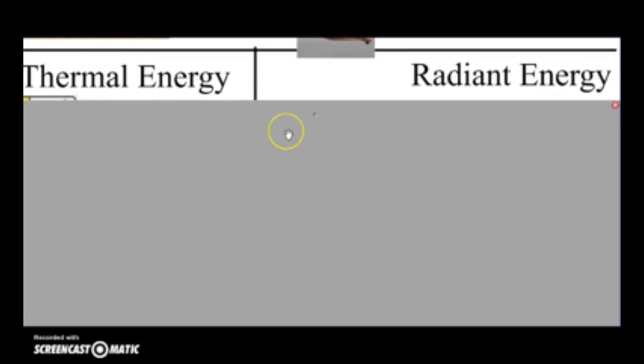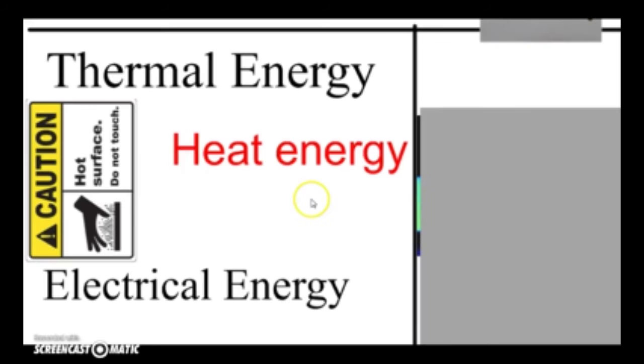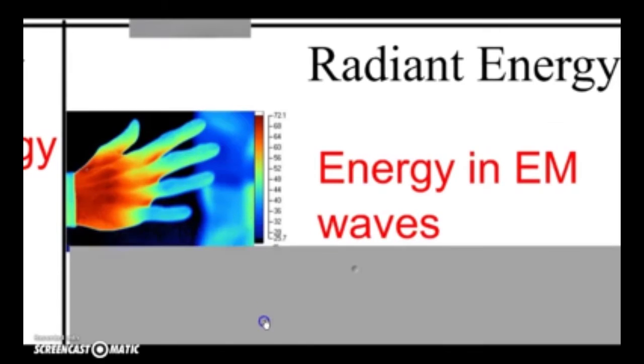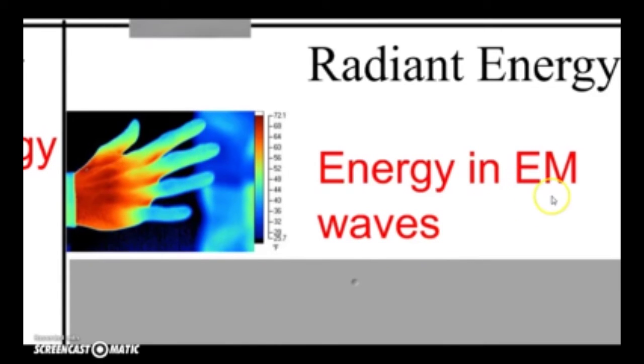Now, let's also talk about thermal and radiant energy. As we go through the next units, we're going to see that thermal and radiant show up again. Thermal energy is simply heat energy. So the energy something has because it's hot, because those atoms are moving really, really fast. On the other hand, radiant energy is energy that's released in electromagnetic waves.